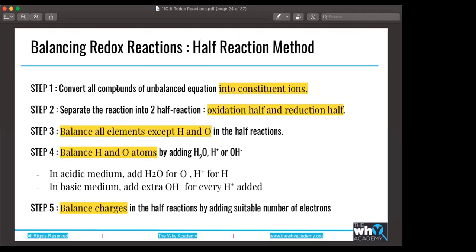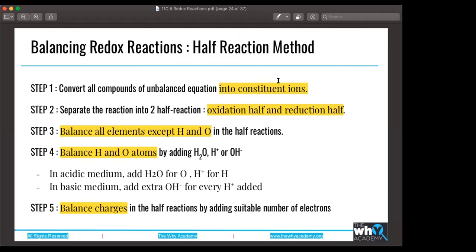So first, convert all compounds of the unbalanced equation into constituent ions. Basically, what this means is that if you have KMnO4, then convert it into MnO4 minus. This is required so that you can separate out the oxidation half and the reduction half.